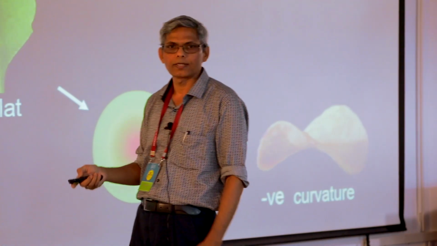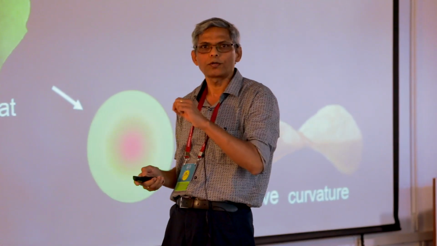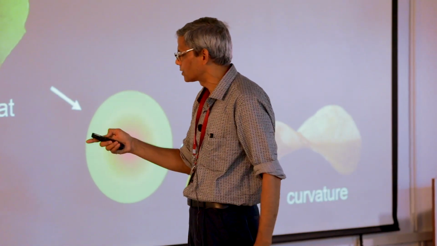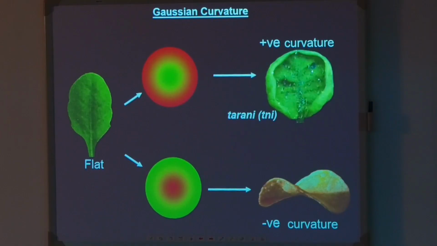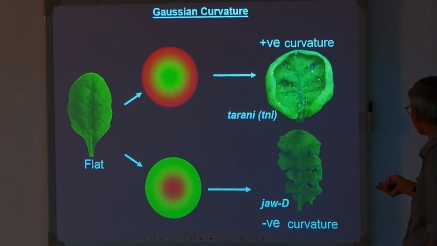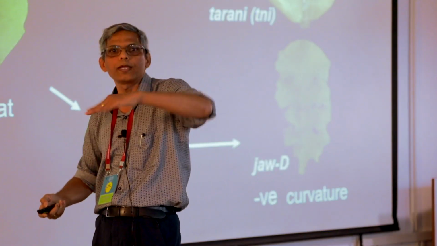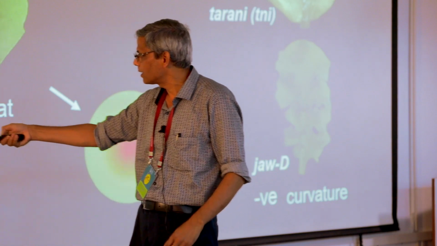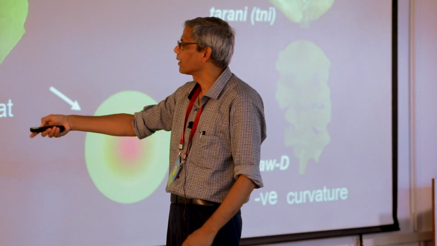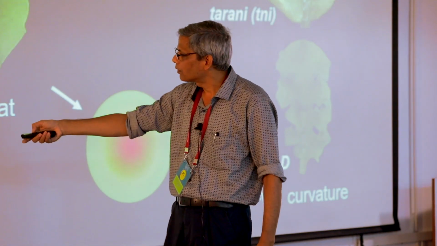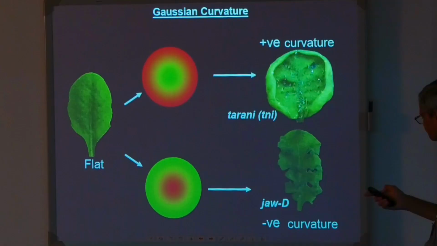Most of the leaves are flat. However, if you mutate one or two genes, which you have to know, it can actually make a curved structure. This is by and large positive curvature, not quite Gaussian, and here this is a negative curvature because the periphery is growing and going in the z-axis. That's why you see it is not a serration, but it is wavy. So this has a negative Gaussian curvature.